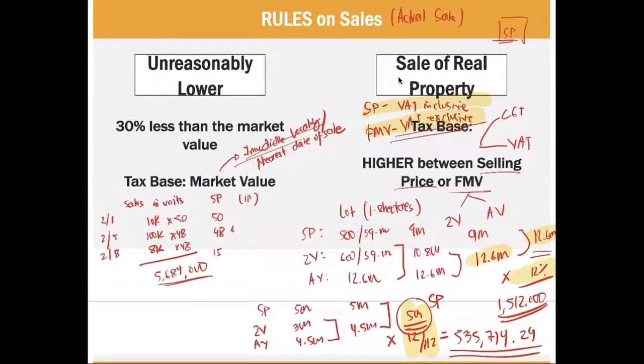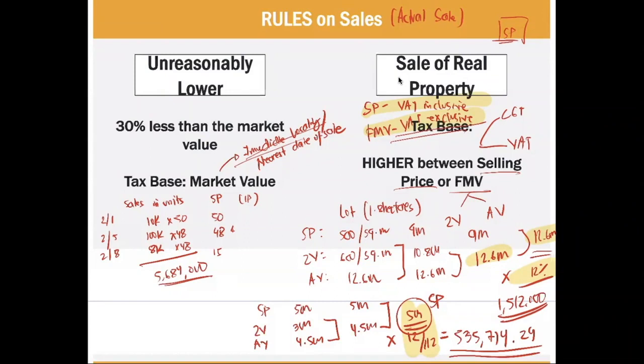So these are the following rules that we apply on your actual sale, whether it is a cash sale, account sale, or installment sale. If ever it is unreasonably lower, we use the market value. The market value basis, it's either your immediate locality or the nearest date of sale. On the sale of real property, the tax base will always be the higher between selling price or fair market value. This rule is the same among all of your real properties taxation. So whether it is CGT or VAT, it's still higher between selling price or FMV.